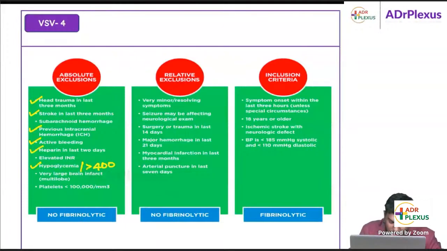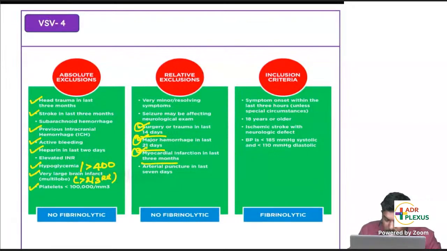Whenever it is involving more than 2/3 of the hemisphere, and platelet count less than 1 lakh, and the patient has undergone any surgery or trauma in the last 14 days, had any hemorrhage in the last 21 days, or MI in the last 3 months, all are contraindications.